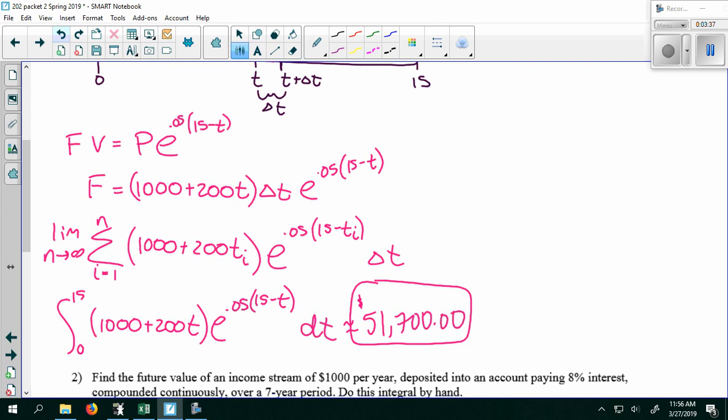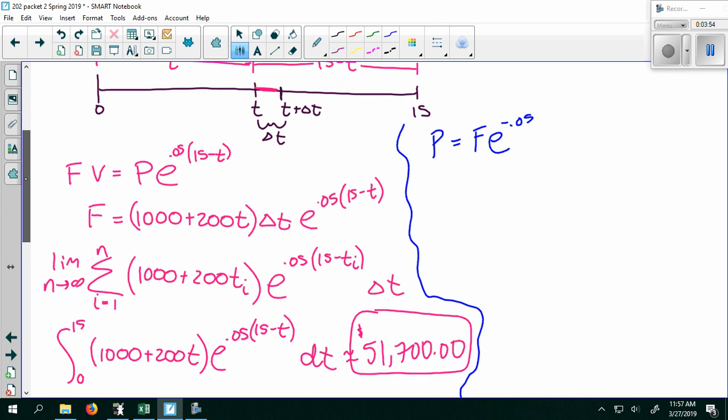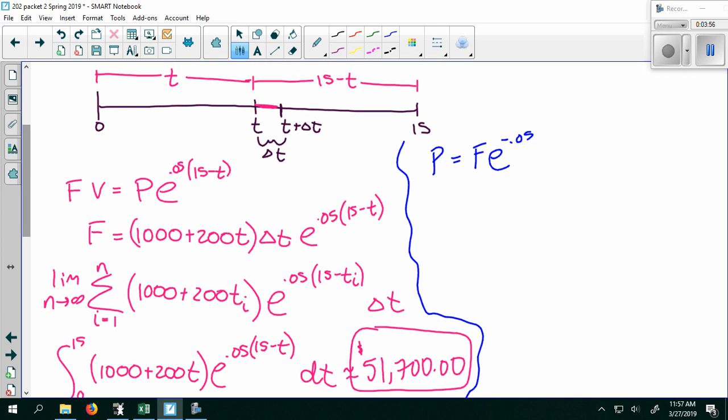Okay, then I'm going to do a similar calculation for present value. Changes just a little bit. So present value is future value times e to the negative 0.05, because now we're going backwards in time. And I'm going backwards in time from time t to time 0, so that length of time is t years.